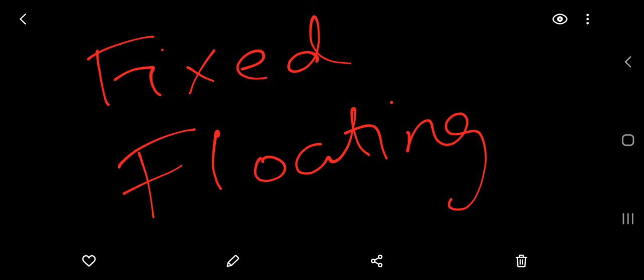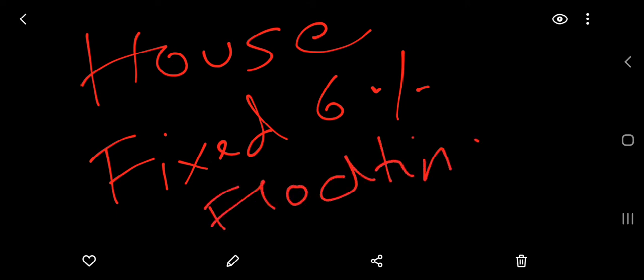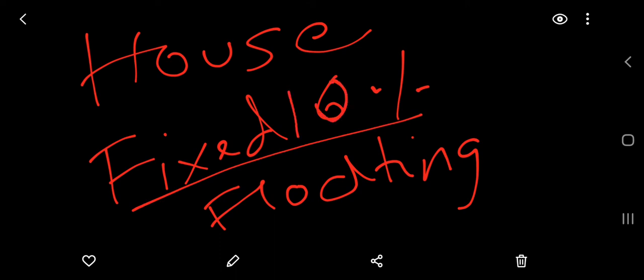Let's say a house loan is there, with a floating rate and a fixed rate. Let's say the fixed rate is 6%. And what is a floating rate? A floating rate can be anything which is linked with RLLR or EBLR. So if there is a fixed rate, let's say 6% or 10%, a fixed rate can be there. And there are floating rates.